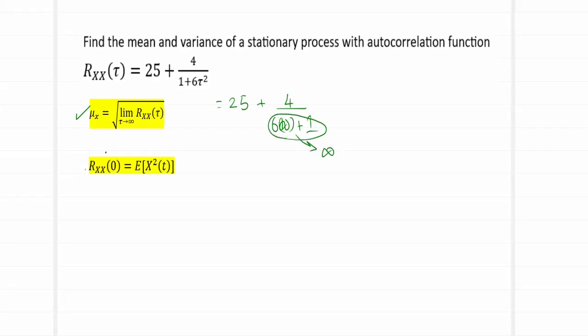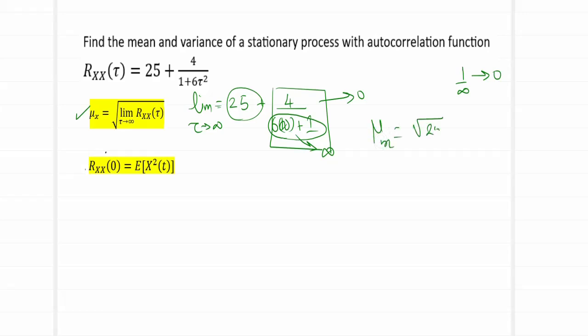And we know that as we extend the limit tau tending to infinity, what will happen to 1 by infinity? 1 by infinity will move towards 0. Therefore, this entire quantity will now move towards 0. Therefore, as limit tau tends to infinity, what we will have is only 25, which will be left out. But what is mu x? Mu x is root over 25. So we will be having plus or minus 5.